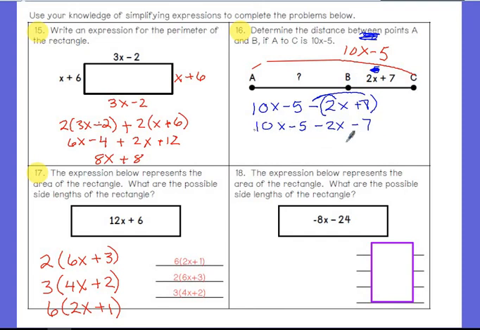So I'd like you to finish this problem off, do problem 18 and all the other problems we have not finished, and then buzz me when you're ready for me to check.